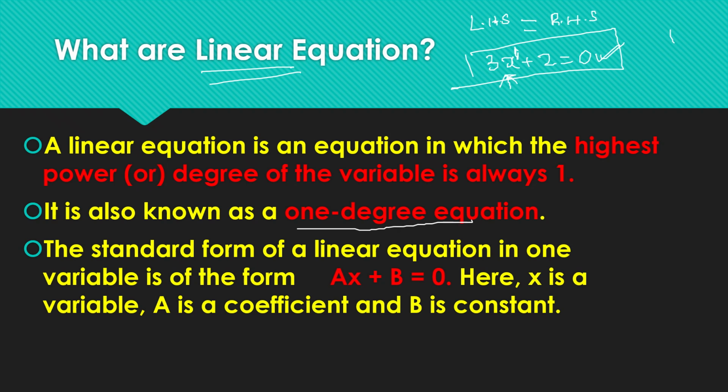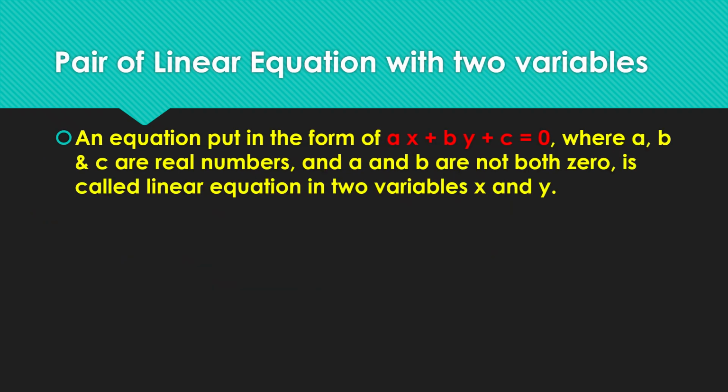Now, we have linear equations with respect to one variable, two variables, three variables, like that. But here, I am just writing the general form of a linear equation with one variable. So this is the general form. It looks like the same equation which we took as an example, right? One variable means it needs to have one variable term and one constant term. This is the general form of a linear equation. In this chapter, we are going to deal with a pair of linear equations with two variables.